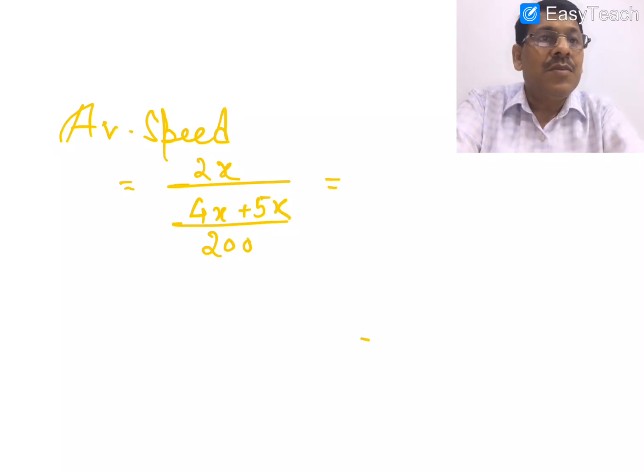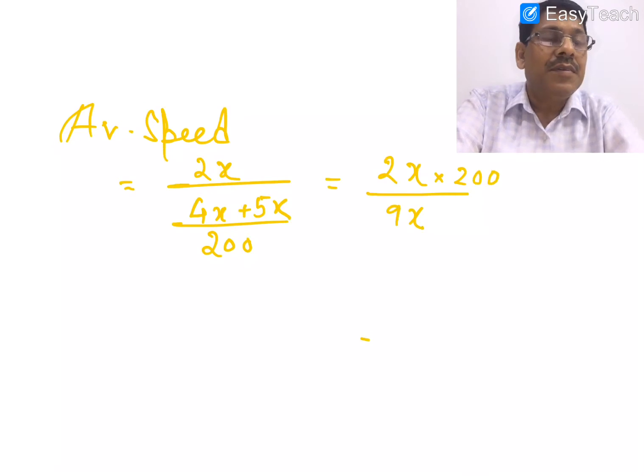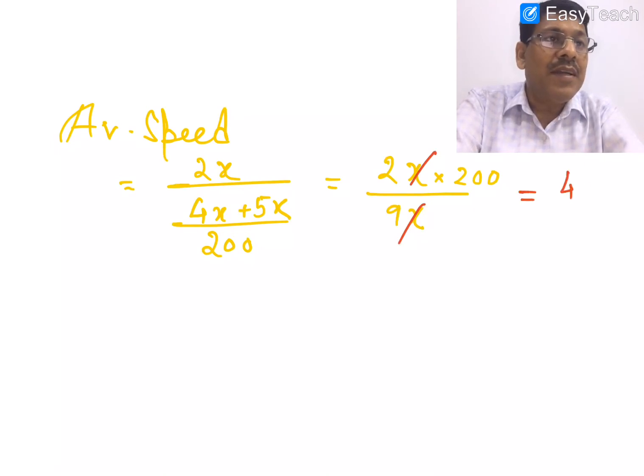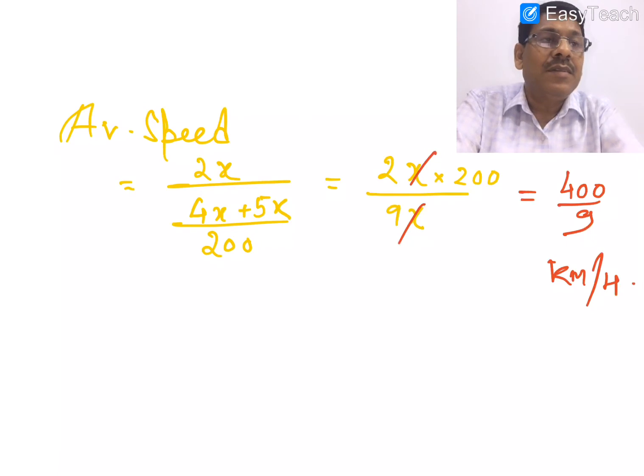Now it is equal to 2x upon 9x into 200. So x is cancelled with another x, means 400 by 9 kilometer per hour. That is the average speed.